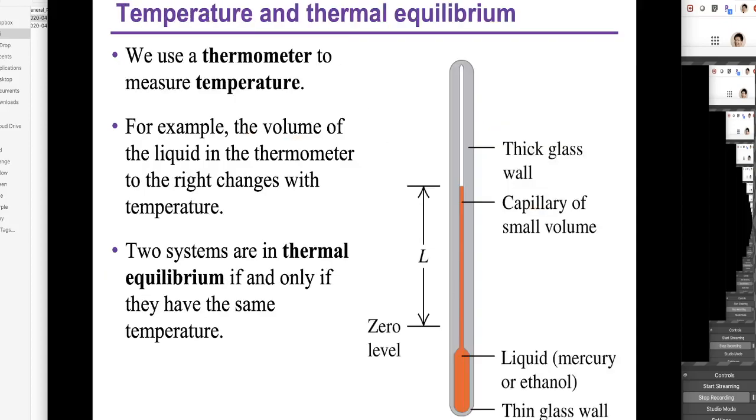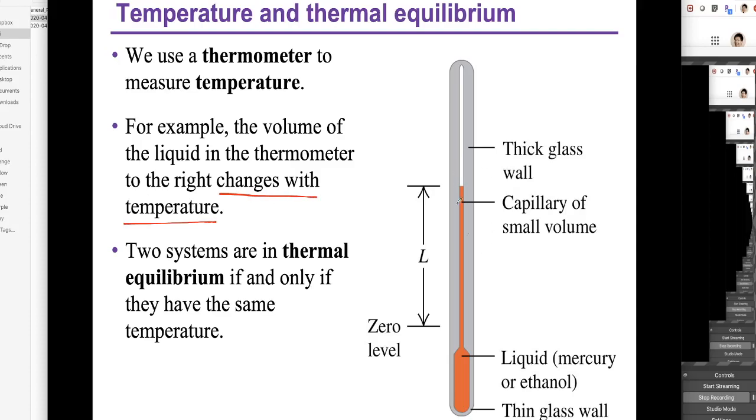Okay, so first of all, what is temperature and what is thermal equilibrium? Usually we use a thermometer, which is shown here. This is a very classic thermometer to measure the temperature. And how does this thermometer work? We're using some features of the liquid in the thermometer, because the volume of the liquid in the thermometer changes with temperature.